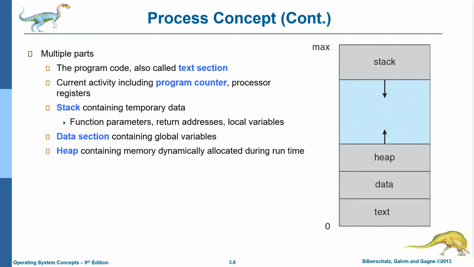And then there's the stack, and the stack is a LIFO, last in, first out. So you push something onto the stack, you pop it off the stack, and this is where your local variables for your functions will go. So if you declare a function with 4 integer variables, then 4 integer variables will be pushed onto the stack.